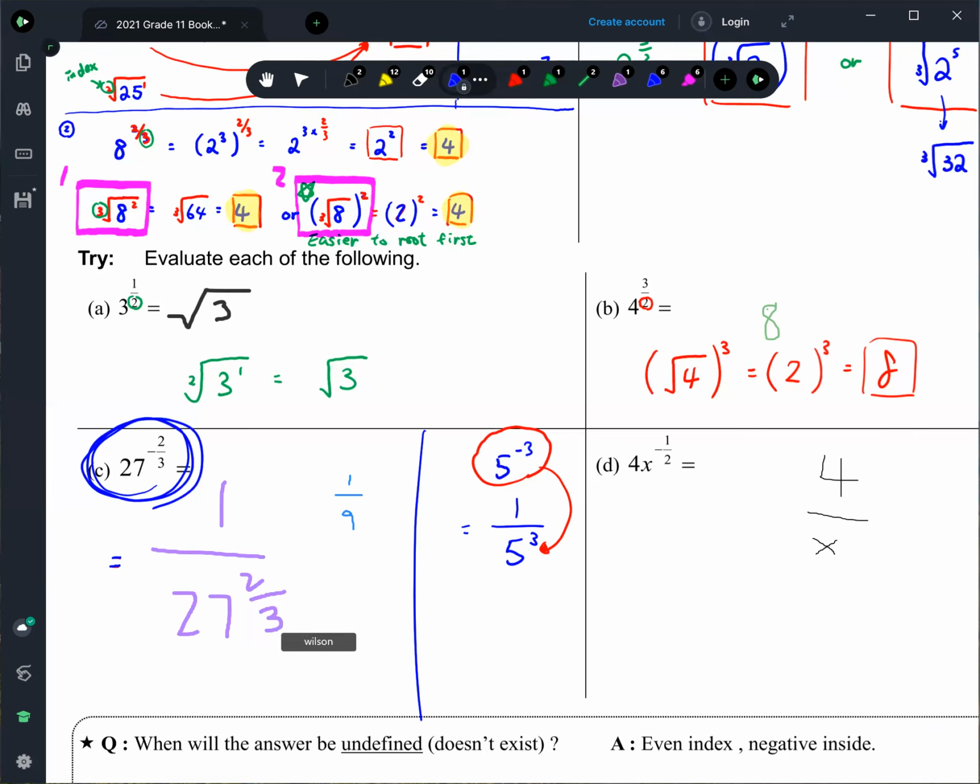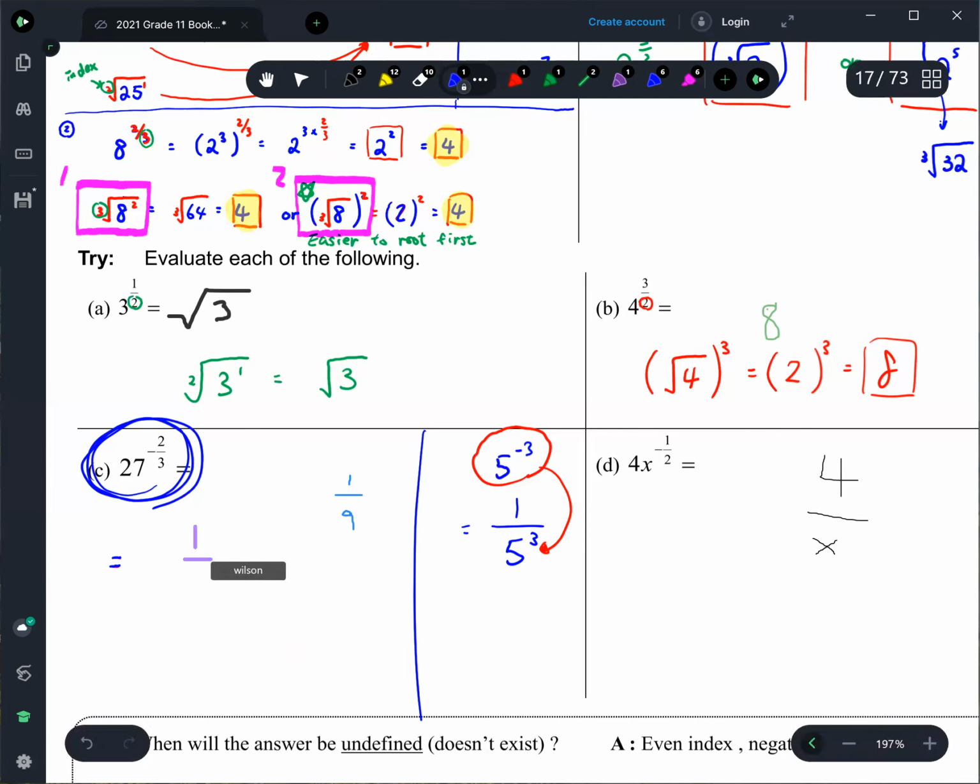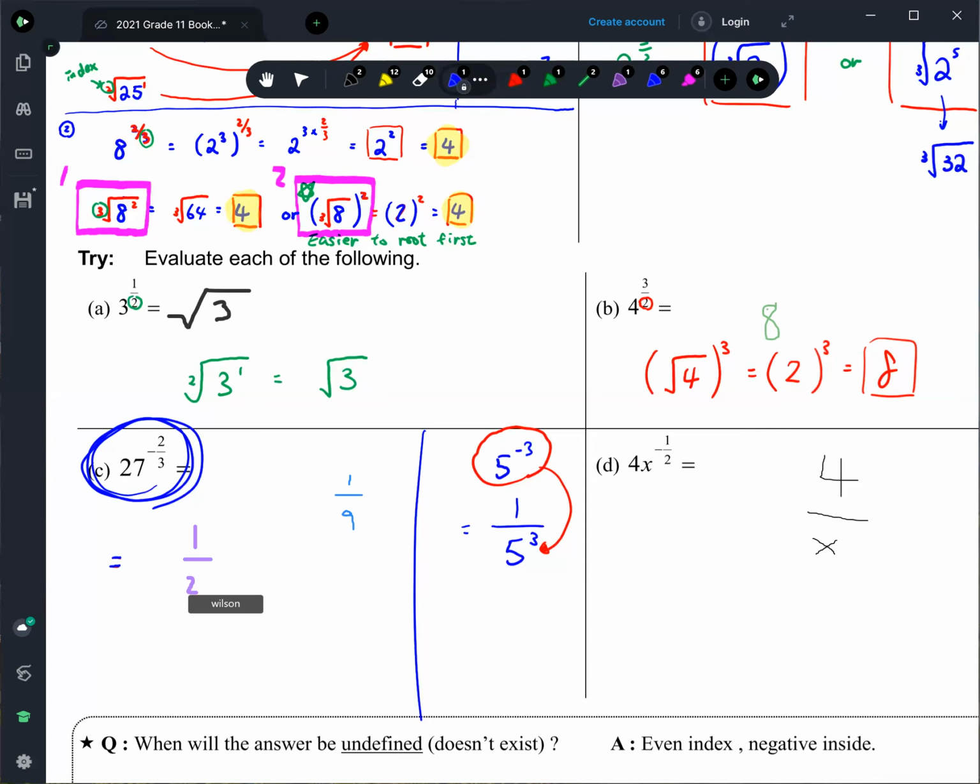Yeah, very good. Okay. So you just copy the whole thing, the whole question, and then put it in the denominator. Okay, and the only difference is the exponent is gone. The negative is gone. Okay.